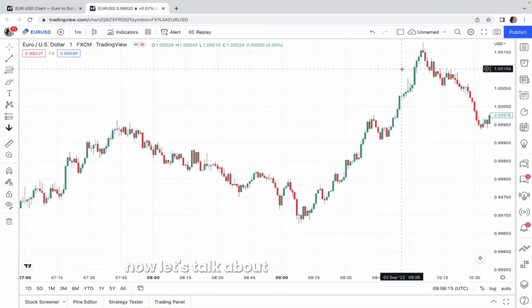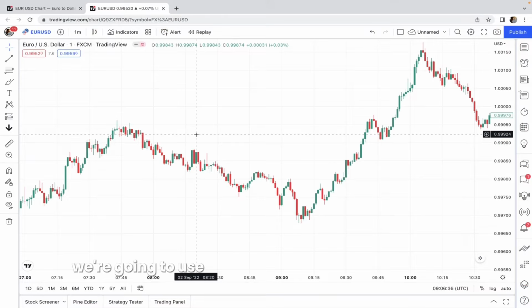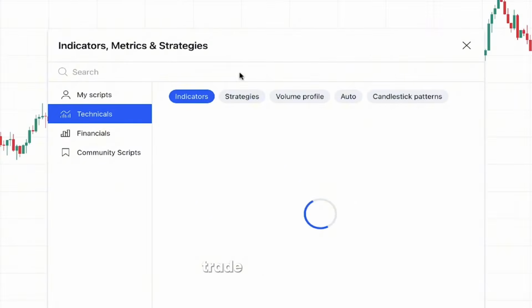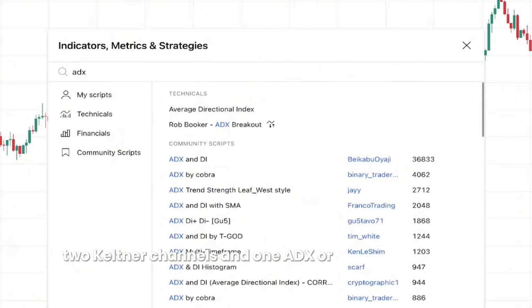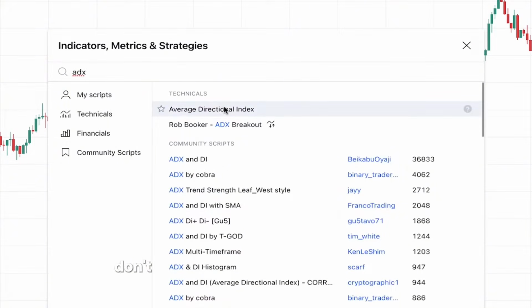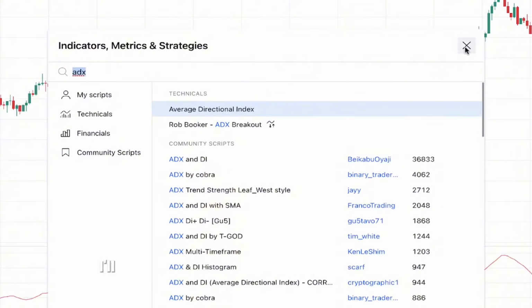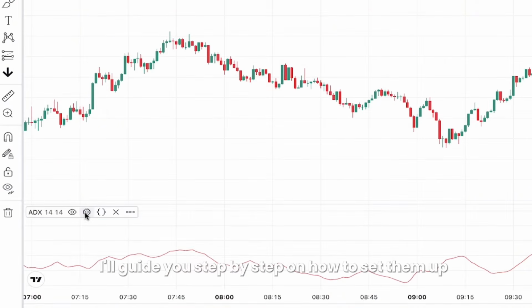Now, let's talk about the tools of our trade. We're going to use 3 indicators to catch these scalp trade opportunities: 2 Keltner channels and 1 ADX, or average directional index. Don't worry if you're new to these indicators. I'll guide you step by step on how to set them up.